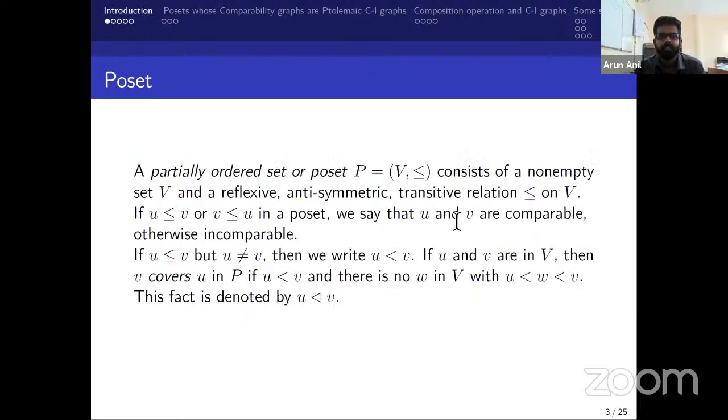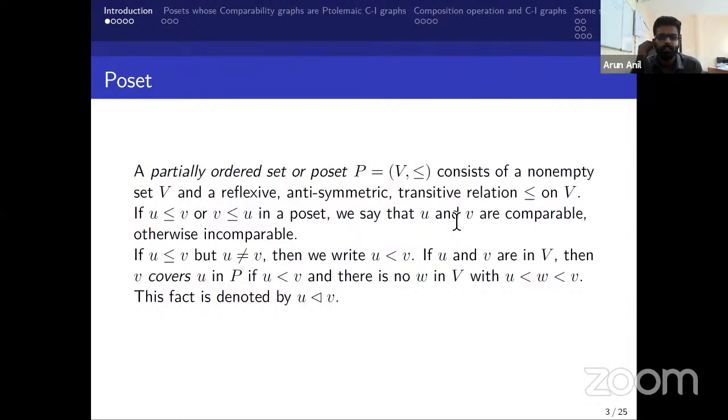Coming to the introduction section, here I give some basic definitions and some basic results. A partially ordered set, or poset, (P, V, less than or equal to) consists of a non-empty set V and a reflexive, antisymmetric, transitive relation less than or equal to on V. If U is less than or equal to V or V is less than or equal to U in a poset, we say that U and V are comparable. Otherwise, we say that U and V are incomparable.